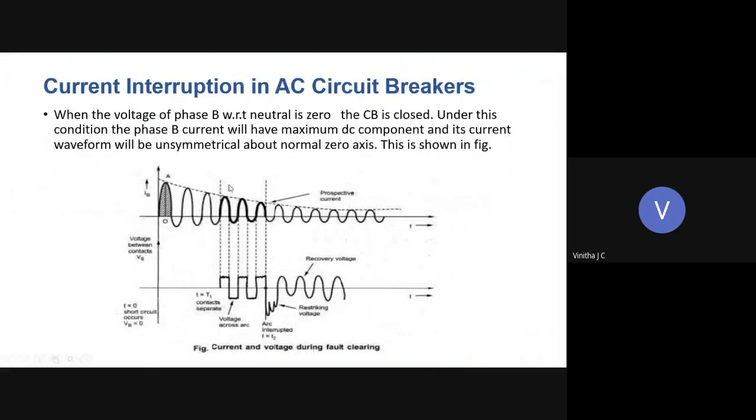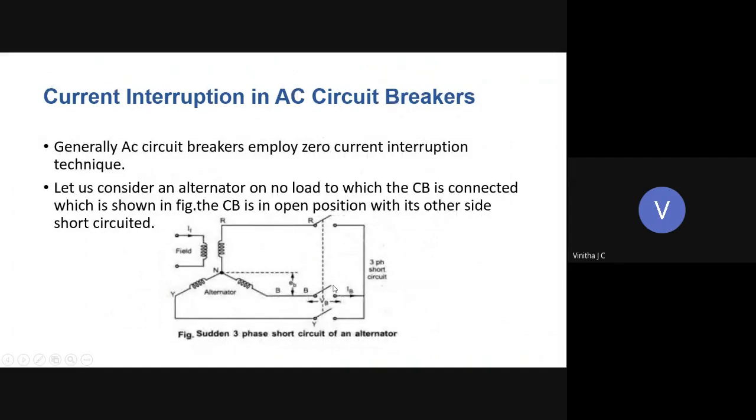I just told you that the fault has occurred in phase B. If the fault occurs, what is the meaning? The circuit breaker contacts have to open. During normal condition, the circuit breakers connected in all three phases are closed, so that the circuit carries the normal current. But whenever any faulty condition occurs, the circuit breaker contacts have to open to clear the fault.